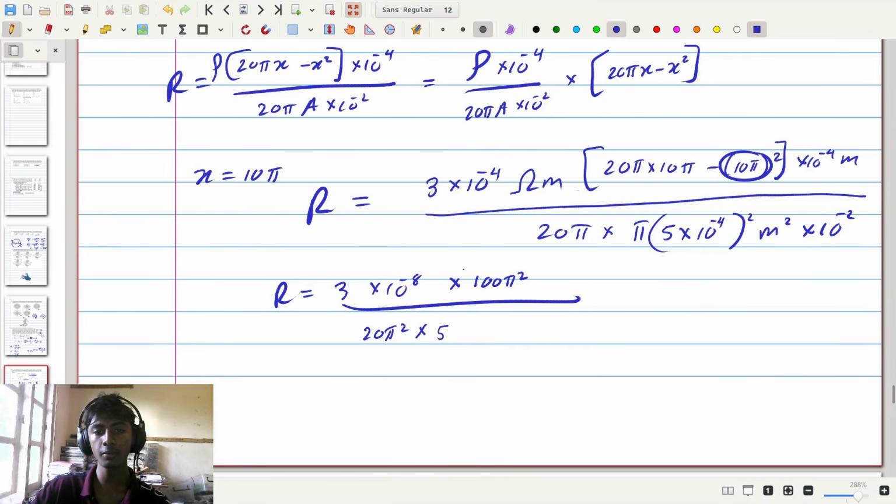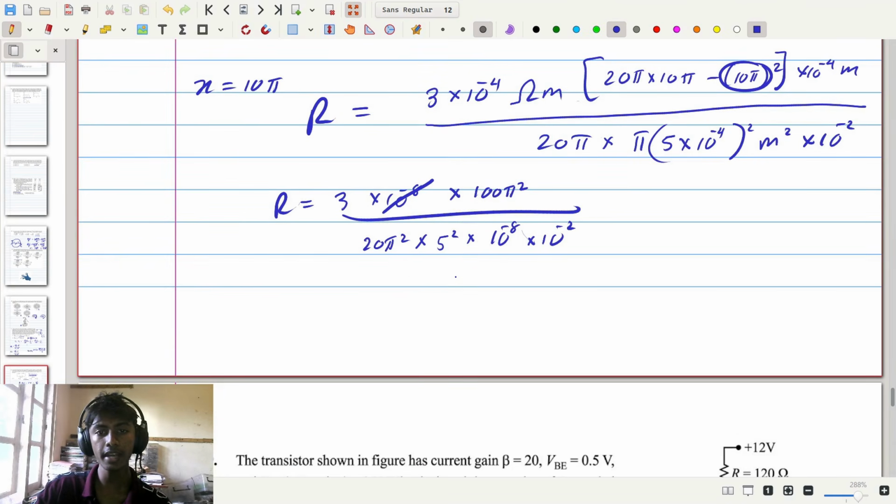squared or 25, which I'm going to write as 5 squared, times 10 to the minus 4 squared or 10 to the minus 8 times 10 to the minus 2. Now simplifying, we can see 10 to the minus 8 and 10 to the minus 8 cancel, and we have 20 pi squared here and 100 pi squared here, which gives us 5.